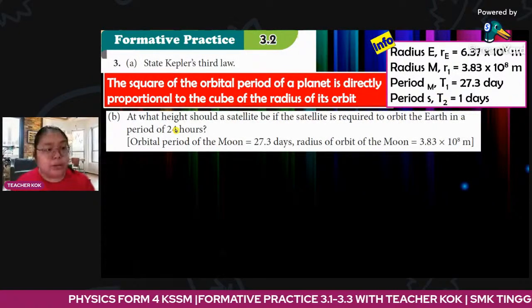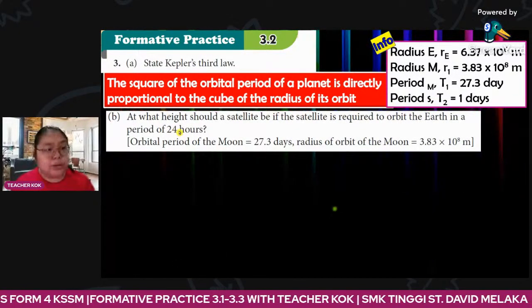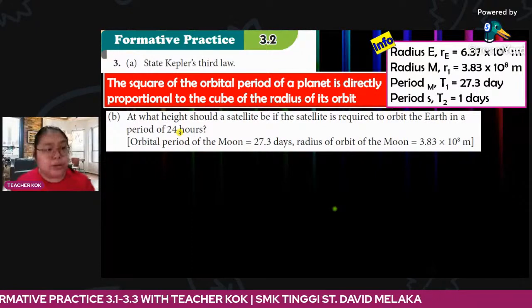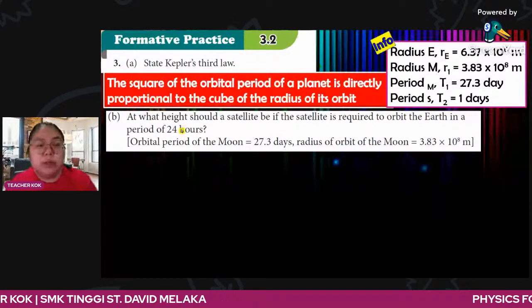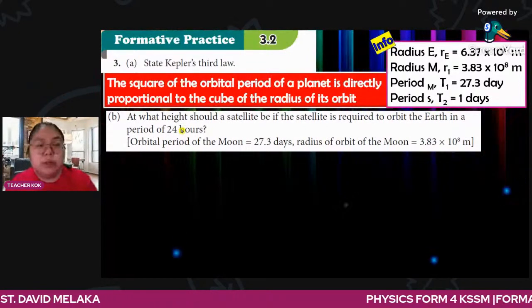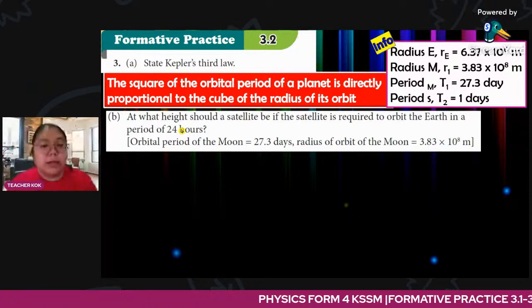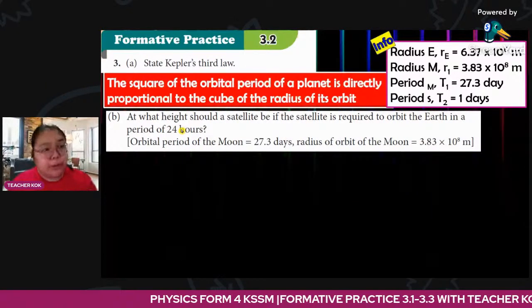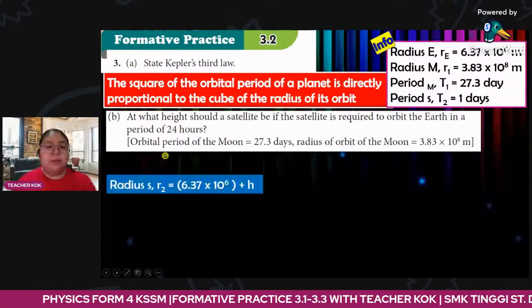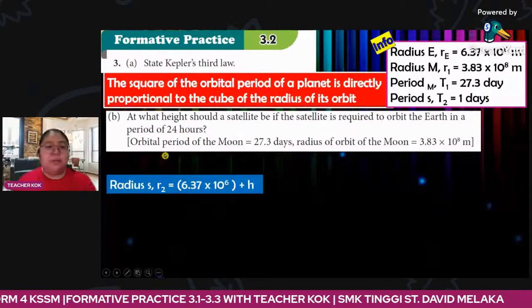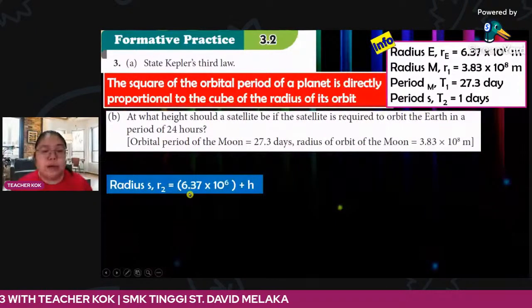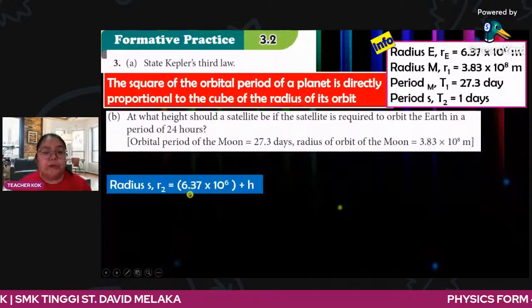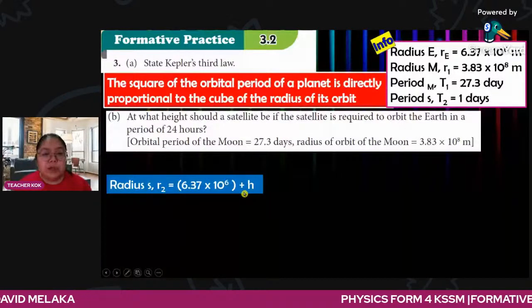So from here, this one actually is Kepler's third law. They are not talking about velocity, so that means it is not related to any linear speed. They just want the radius and also the periods. So we just apply it to calculate the radius first, because you need to add H. This is the radius for the satellite: radius of the Earth plus one more extra, the H. Later we need to minus the radius of the Earth, then you find H.